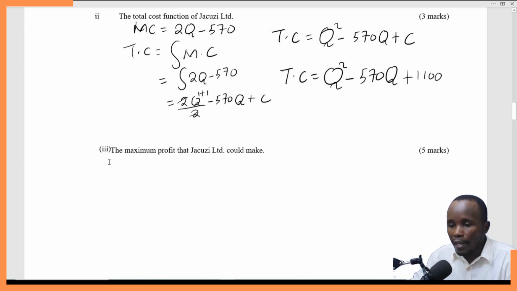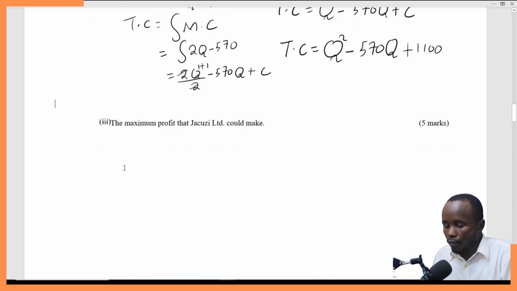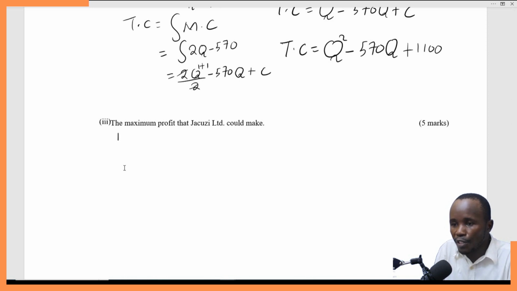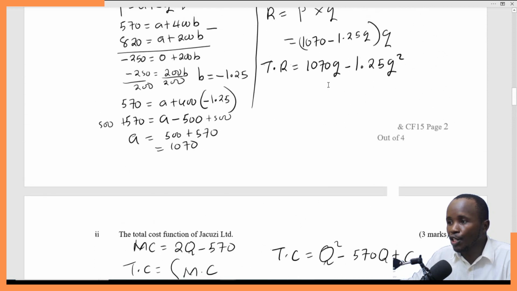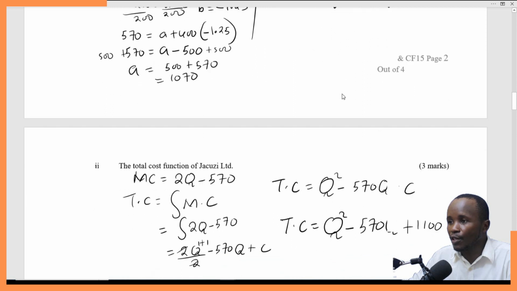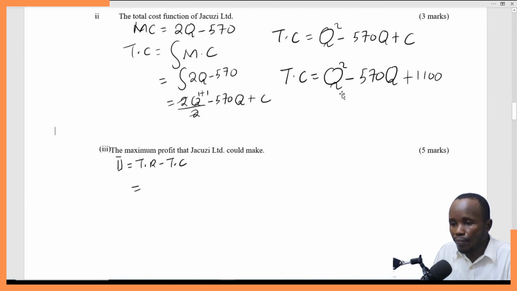Now, part 3, which has 5 marks, you are told, find the maximum profit that Jacuzzi Limited could make. Here, you are required to know that for you to get the profit, in this course, profit we denote it as pi. For you to get profit, it should be total revenue minus total costs. Total revenue function was obtained in question number one. Total revenue function here, 1070Q minus 1.25Q squared. This was the total revenue function.